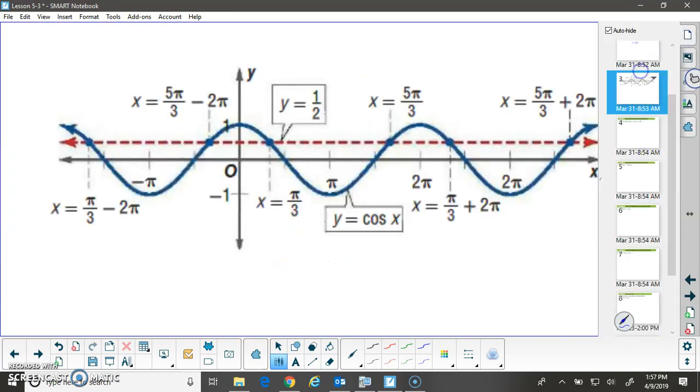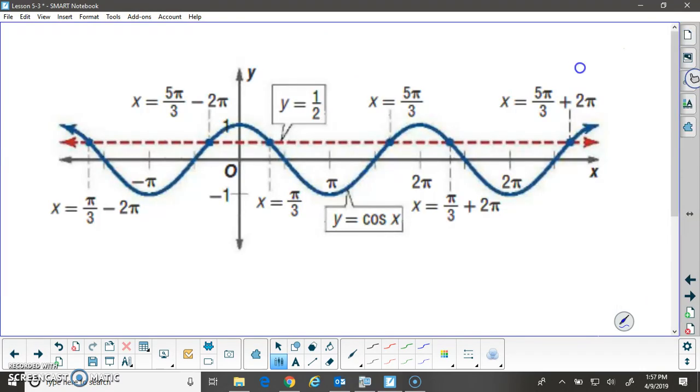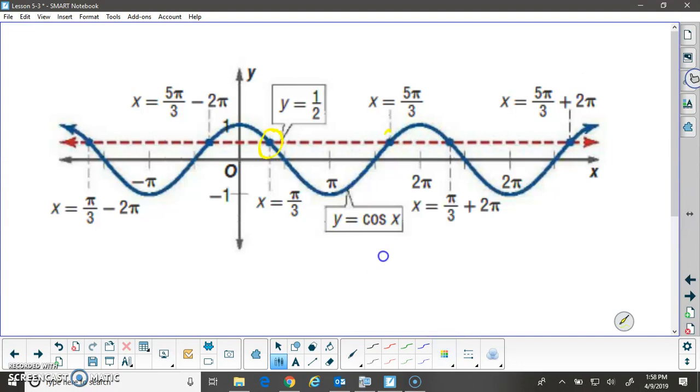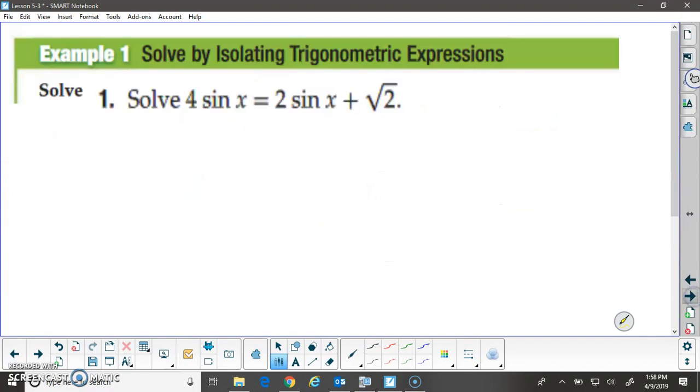If you look at this graph, this is a graph of a cosine wave and a horizontal line at 1/2. And so you can see that we have a solution right here at 60 degrees, another one at 300. We'd have another one at 60 plus 360, or 420. We'd have another one at 300 plus 360, or 660, and there'd be many more solutions. So we're going to solve problems like this.